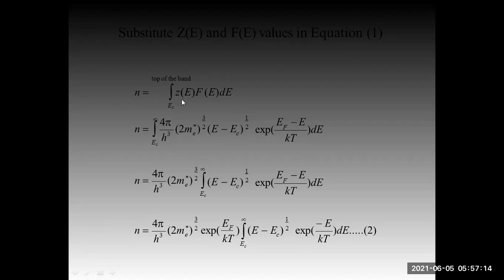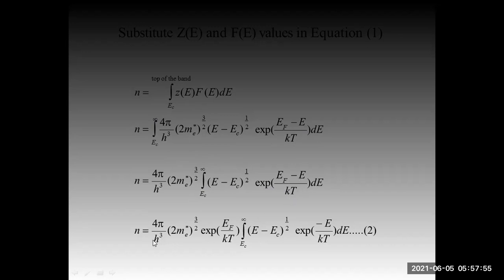You can pause this slide and see the previous slide to see how I got this Z of E, for your reference. This is the value we got: exponential of EF minus E by KT dE. As I already told you, the top of the band may be infinity, so we write infinity here. The constant parameters go from inside to the outside. So here, integration of EC to infinity, E minus EC whole to the power of 1 by 2, exponential of EF minus E by KT, into dE.